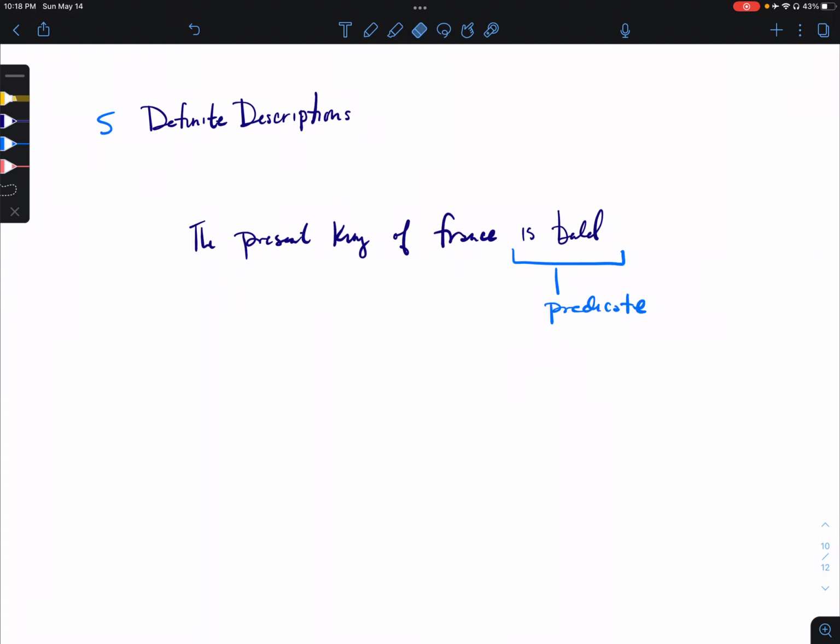We're going to divide this into two bits. We're going to say this is one, an existence claim. There exists a present King of France. And because we're talking about one specific individual, we also have to give what is sometimes called the uniqueness claim. Just to make it clear, we're talking about one unique individual. Not there's at least one present King of France, but there's exactly one.